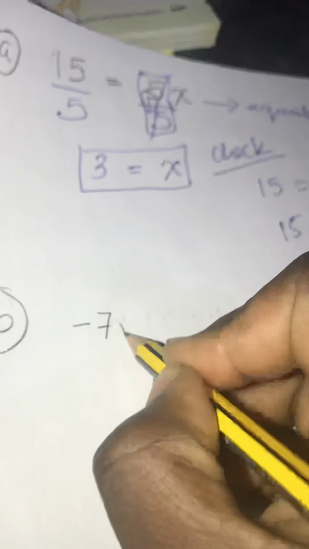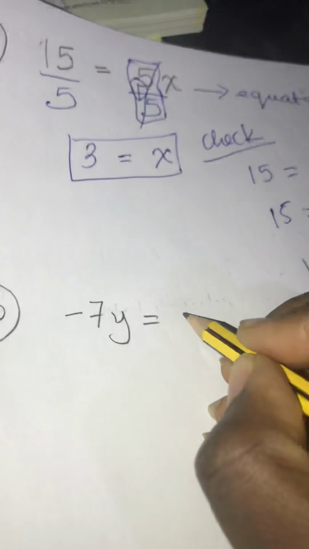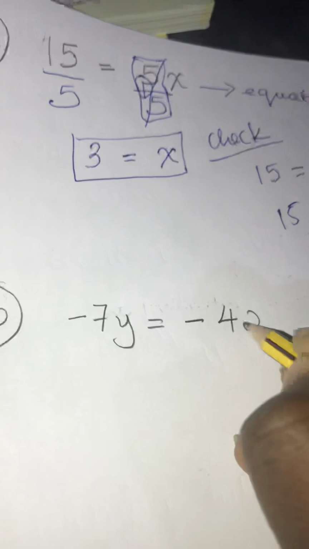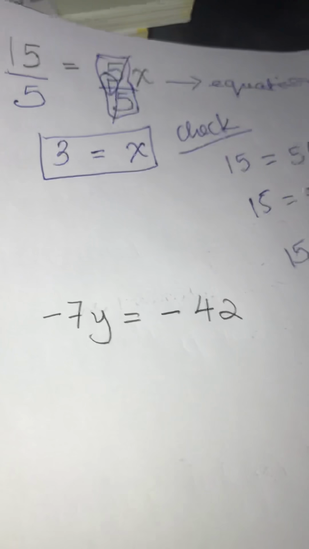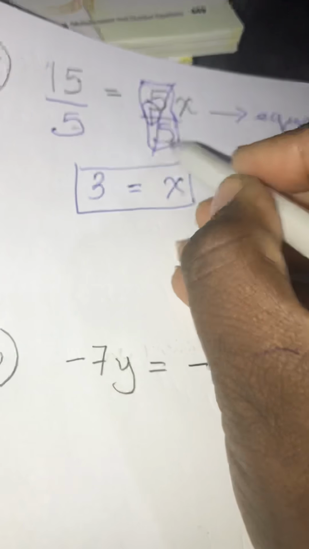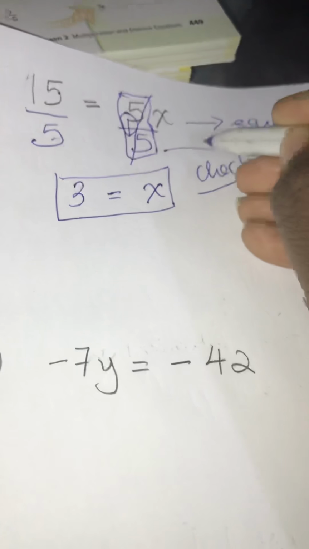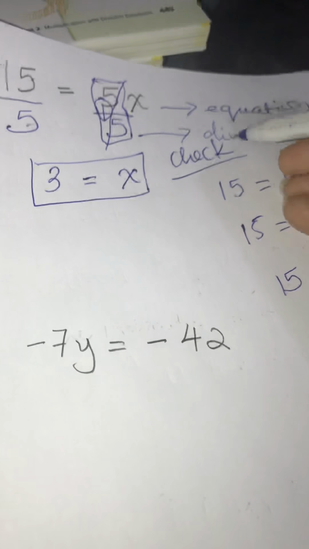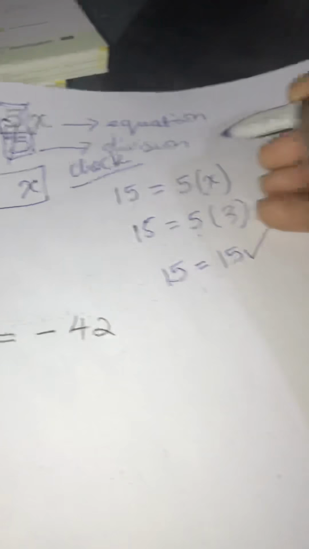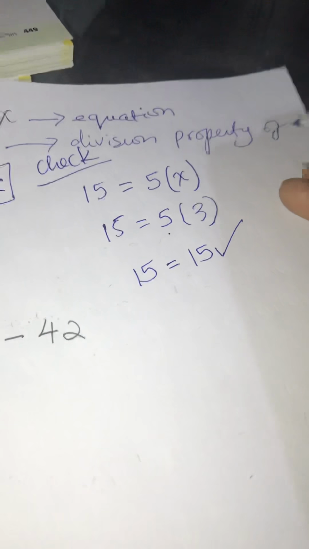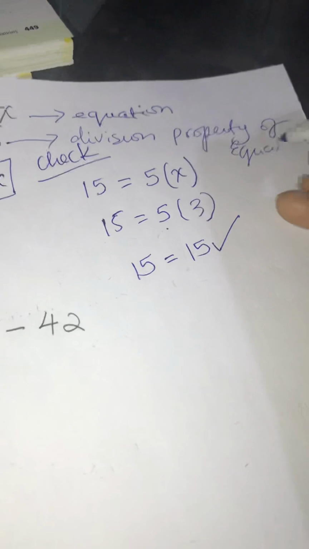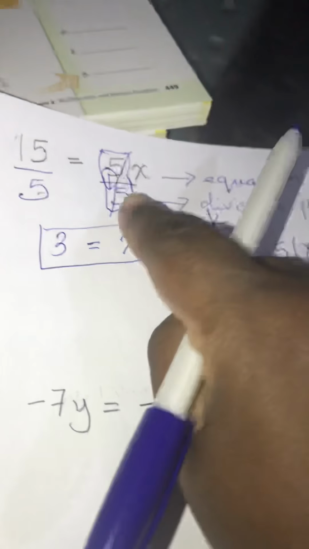Negative 7y equals negative 42. Okay, so here I did the division property of equality, because I divided both sides. So here is division property of equality, because I divided both sides.